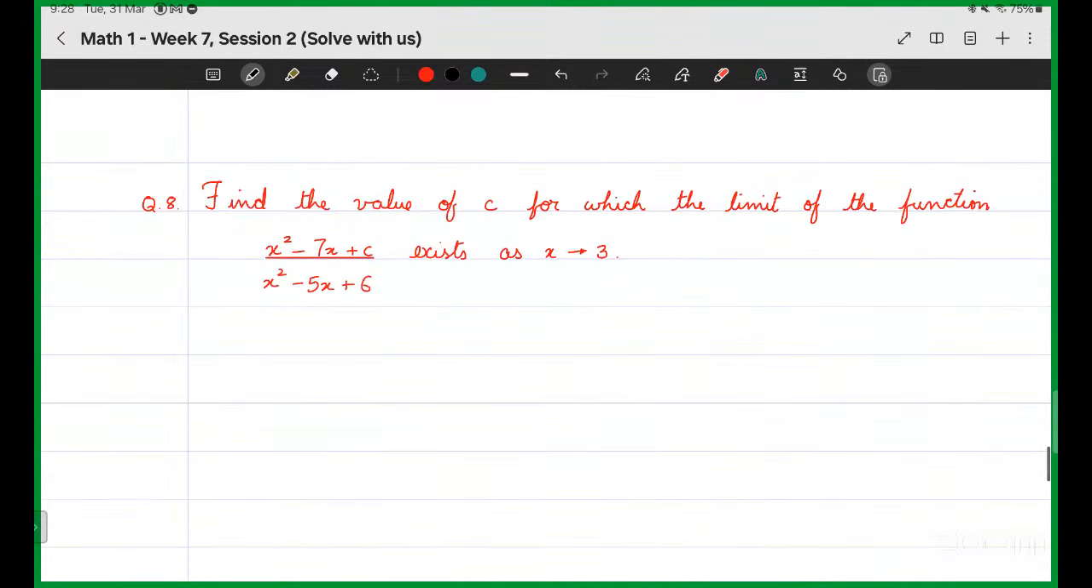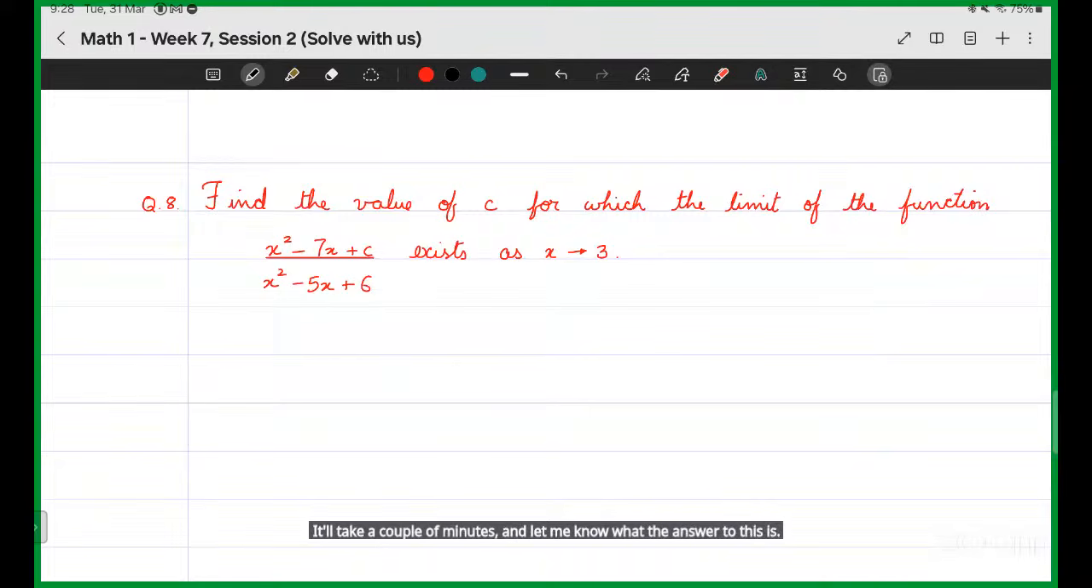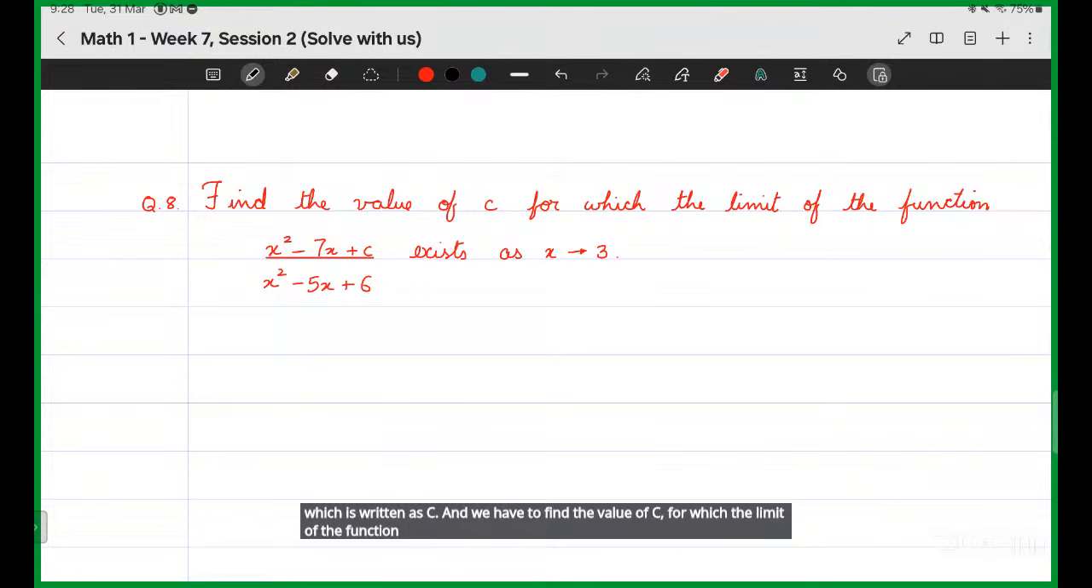Now take a couple of minutes and let me know what the answer to this is. So here you are given a function which is again of the form f of x by g of x. Both f and g are polynomials in this case, but there is one unknown, written as c, and we have to find the value of c for which the limit of the function exists.